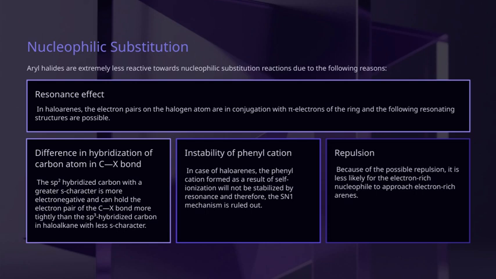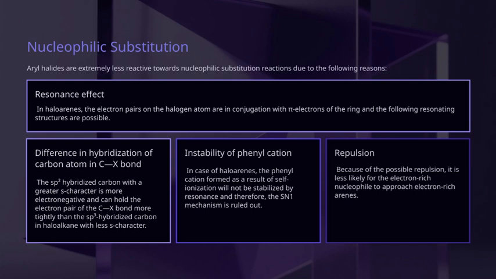Now, regarding the instability of the phenyl cation, the key point is that the sp2 hybridized carbon in the phenyl cation has a greater s character compared to sp3 hybridized carbons, like those in haloalkanes. This increased s character means the carbon is more electronegative and can hold onto the electron pair of the C-X bond more tightly, making the cation less stable. Next, let's consider the difference in hybridization of the carbon atom in the C-X bond.